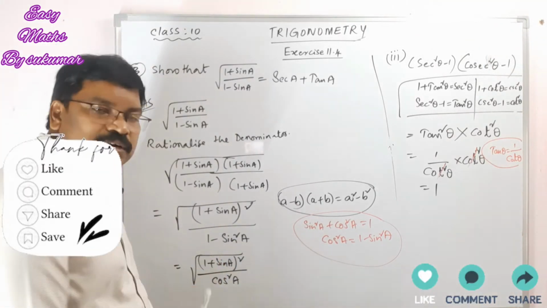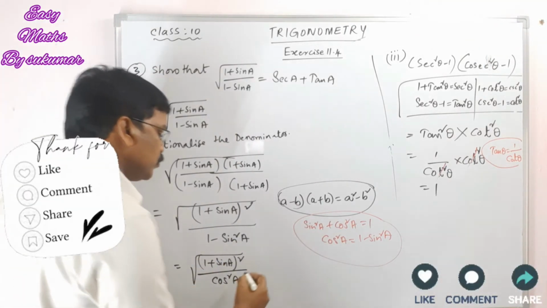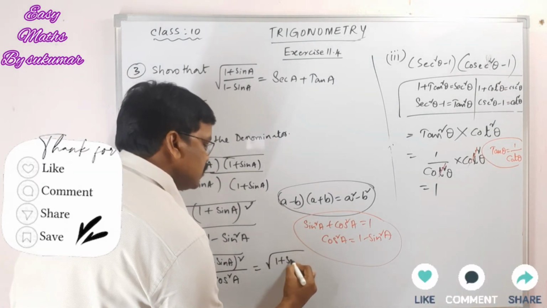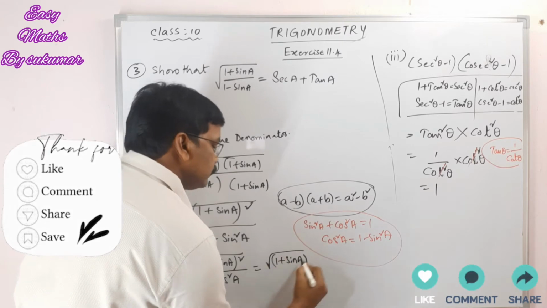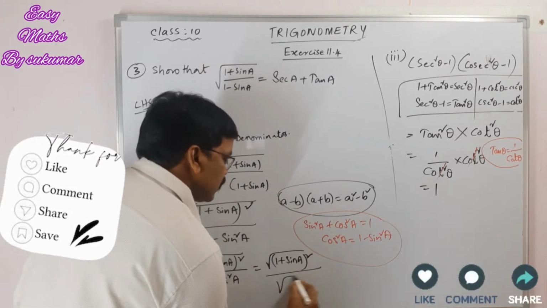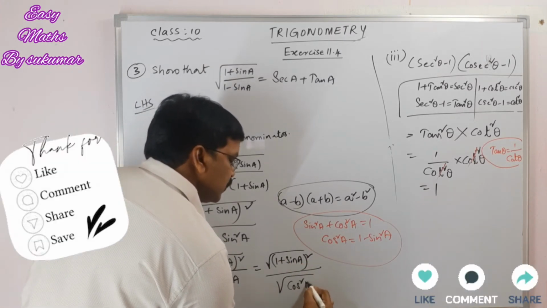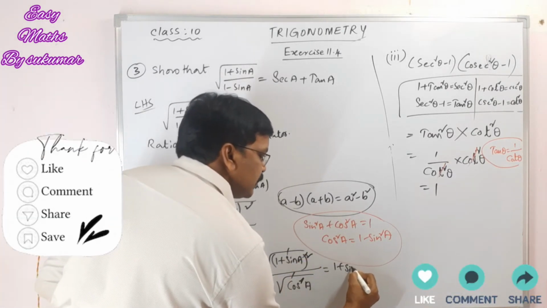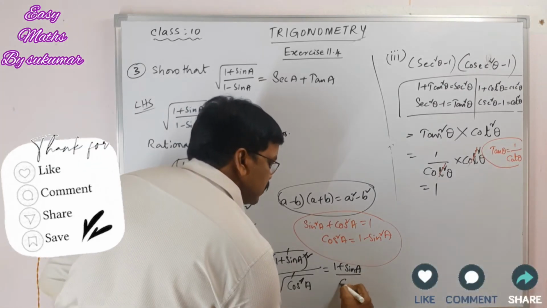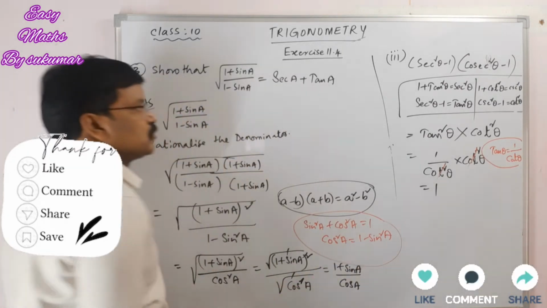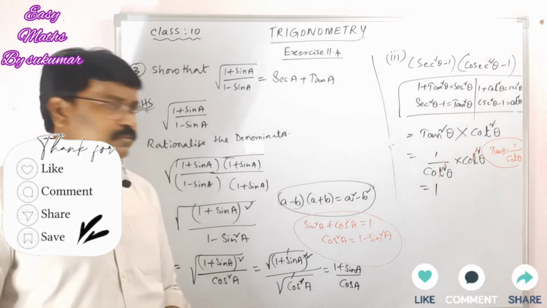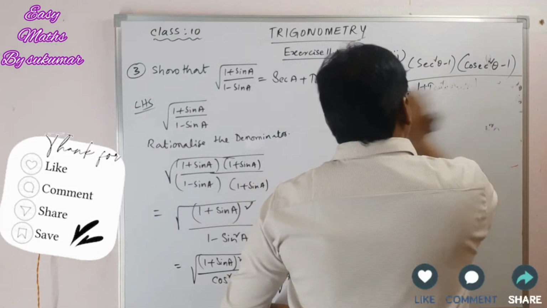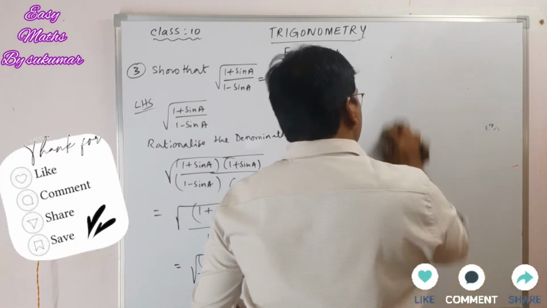Right. Let us split the square root now to both numerator and denominator. That is 1 plus sin A whole square by root of cos square A. So the square root cancels. That is equal to finally 1 plus sin A by cos A. So here now we come to the conclusion. Finally, my dear students, let us split this cos A.